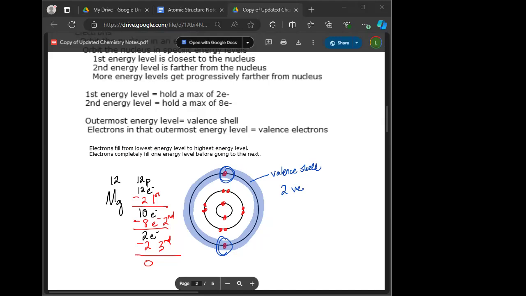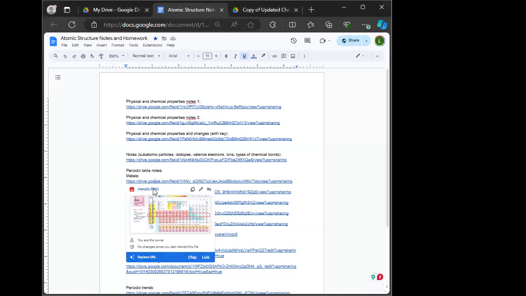Okay, now there actually is a faster way to figure out the number of valence electrons, but it requires that we know the periodic table.